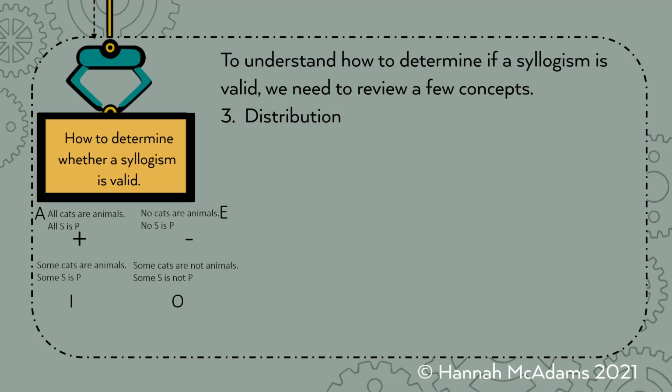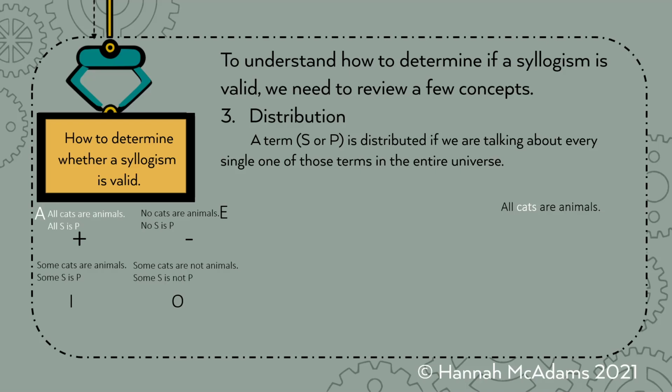All right, so now we're going to do distribution. Distribution, I think, is a little tricky to understand, and that's okay. If you don't understand what it means, it really doesn't matter that much. You just have to memorize something or make a table and have it in front of you. But I'm going to explain the why behind it as much as I can, and then I'll show you an easy way to remember. A term, S or P, is distributed if we are talking about every single one of those terms in the entire universe.